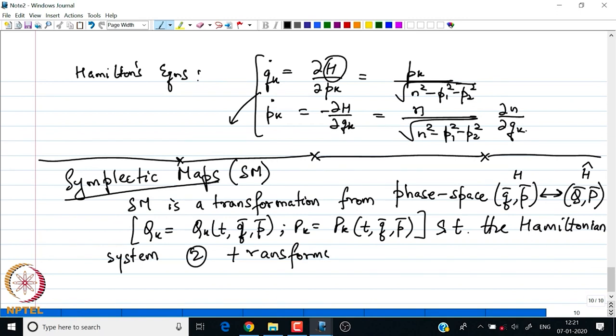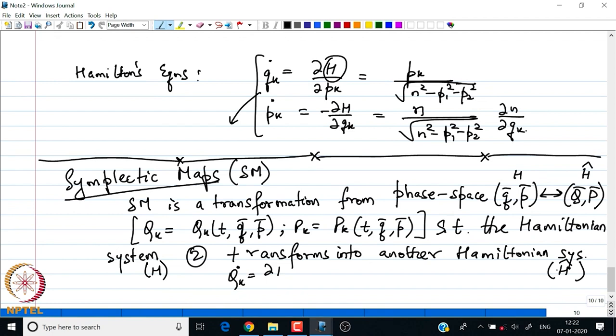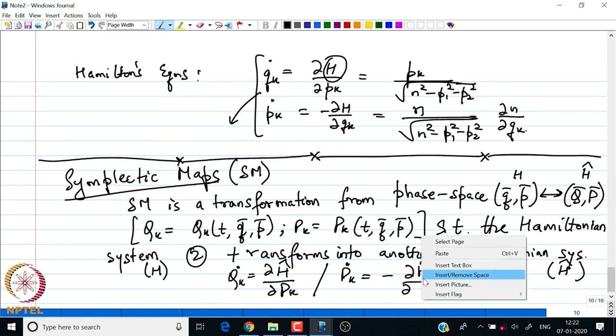transforms into another Hamiltonian system. The older Hamiltonian system was H, the new Hamiltonian system is H hat, such that the Hamilton's equations are still preserved. So, Q_k dot is del H hat del capital P_k, and P_k dot is minus del H hat del capital Q_k. So, my Hamilton's equations are still preserved.